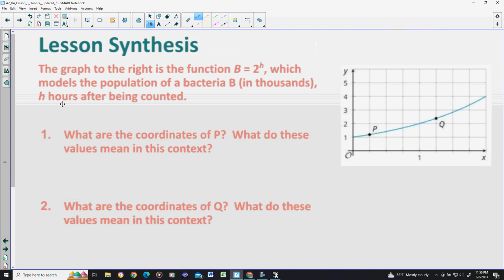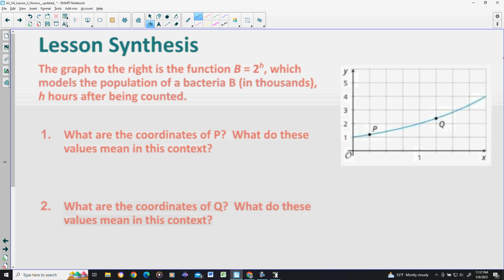So here's another function. The graph to the right is the function 2 to the h power. And we can tell it is because you've got the point 0, comma 1, and then you've got 1, comma 2, and then 4, and then the next one would be 8 if the graph kept going. So what are the coordinates of P?